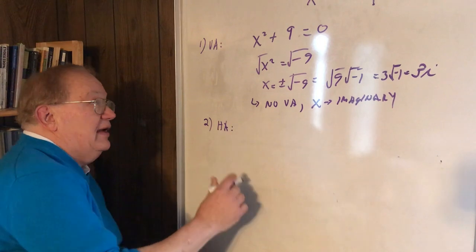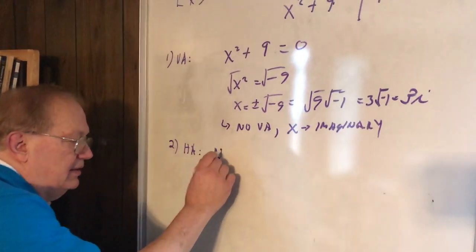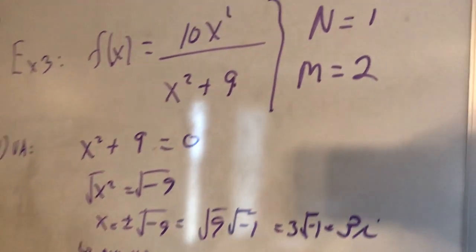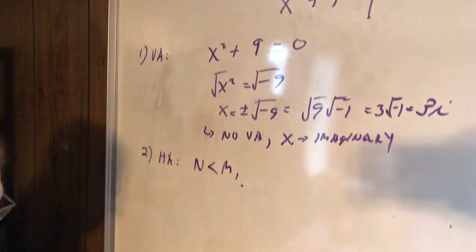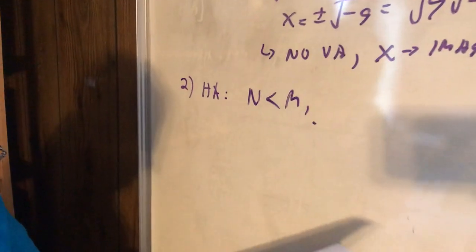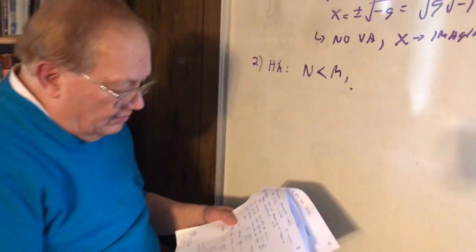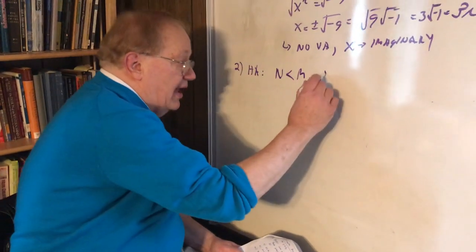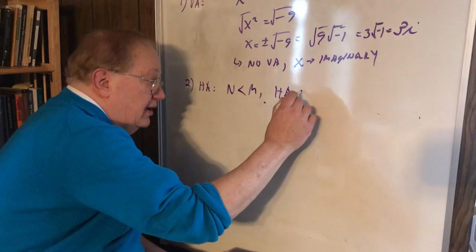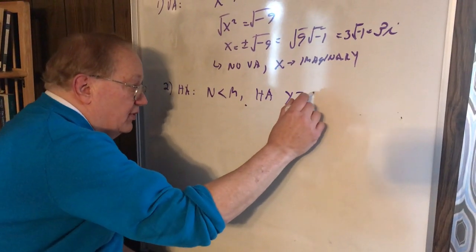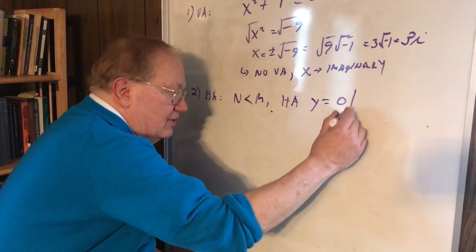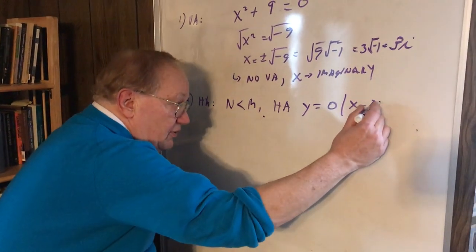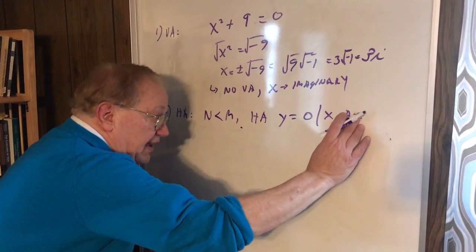Notice we have here that n is less than m. Go back to your rules on page 2. You notice that when n is less than m, the horizontal asymptote is at y equals 0. So that's right on the x-axis. So the asymptote is the x-axis.